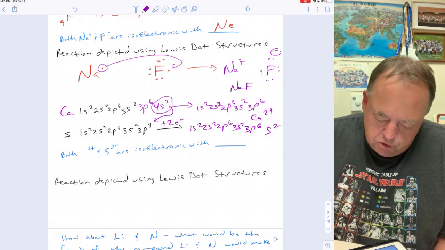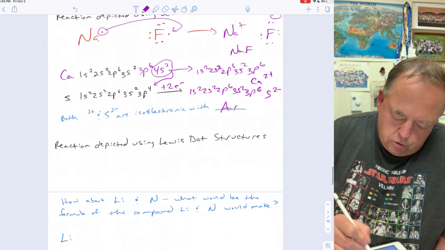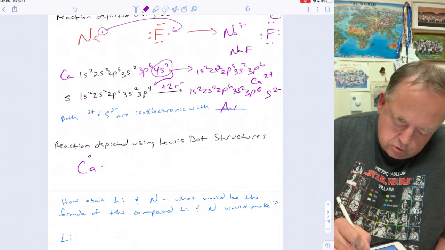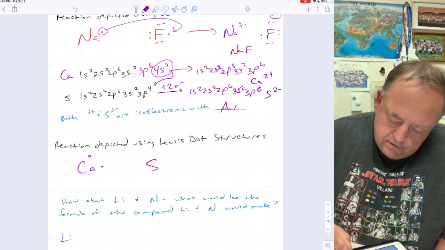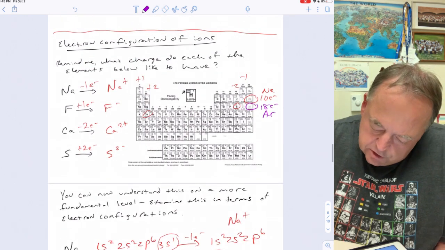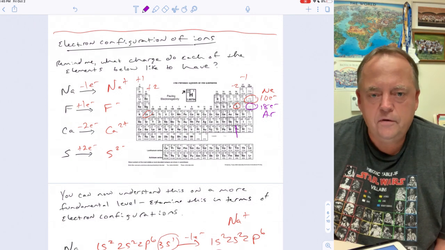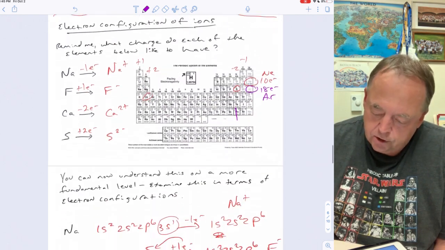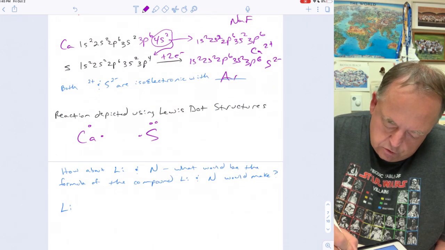So then that would be S2 minus, so they're both isoelectronic with argon. Or if we drew this as a Lewis dot structure, calcium has 2 valence electrons. How many does sulfur have? Where sulfur is in the periodic table, it's in group 4, so it's got 4 valence electrons. No, 6 valence electrons, it's in group 6. So 1, 2, 3, 4, 5, 6.